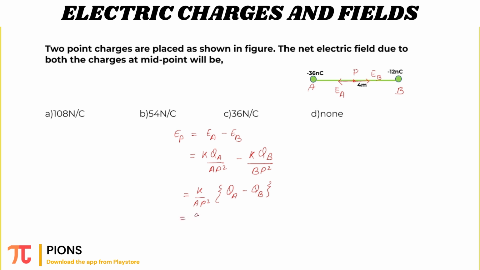So let's substitute the values. K is 9 into 10 to the power 9. AP square is nothing but 2 square, which is 4, into charge on A, 36 nanocoulomb. So let's call it as 10 to the power minus 9, minus 12 nanocoulomb, which is 10 to the power minus 9. Let's take 10 to the power minus 9 common out, and that will cancel out, and we are left with 9 by 4 into 36 minus 12. 36 minus 12 is 24. So that will be 6 9s are 54 Newton per Coulomb. That's option B.